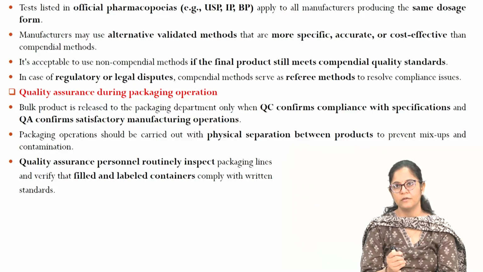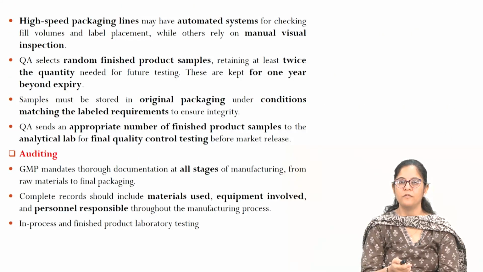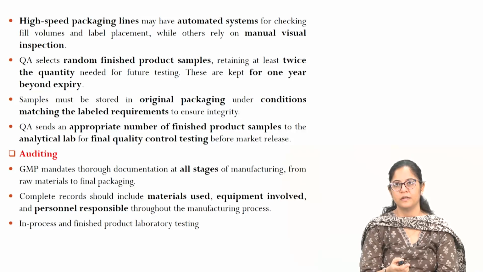The QA personnel routinely inspect the packaging lines and verify the filled and labeled containers comply with the written standards. High-speed packaging lines may be automated for checking fill volumes and label placement, while others rely on manual inspection.